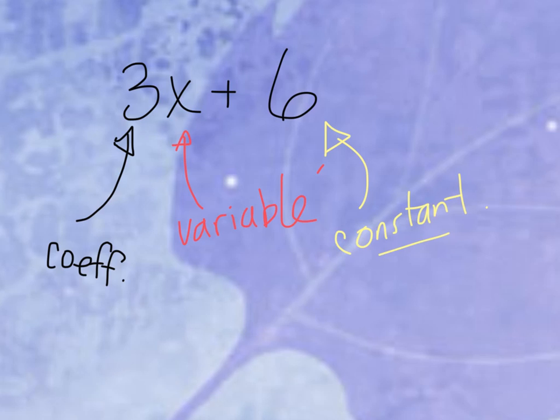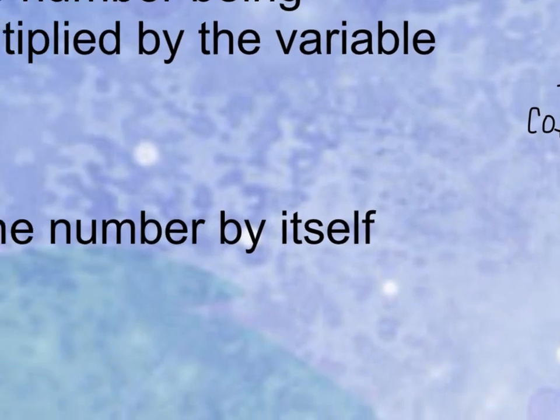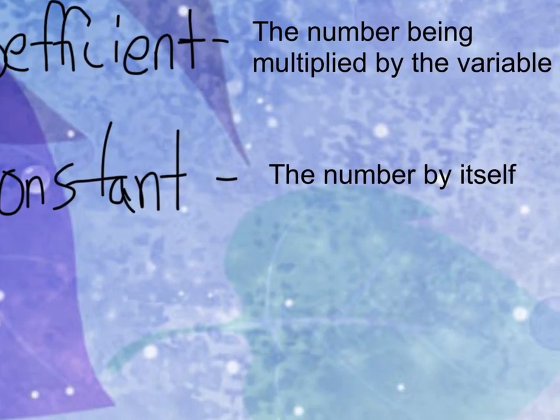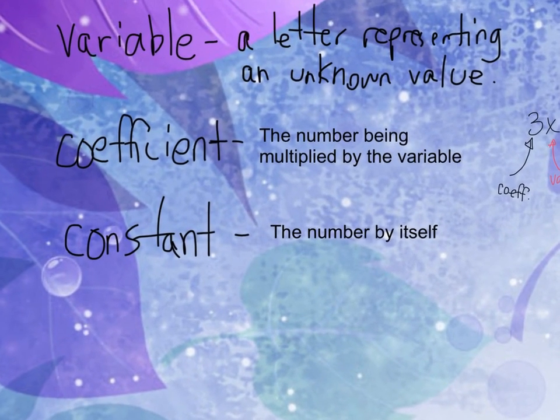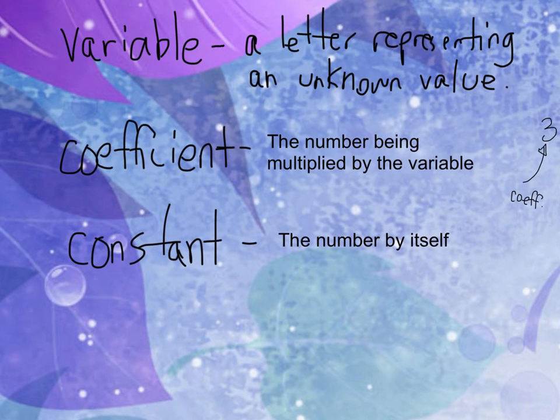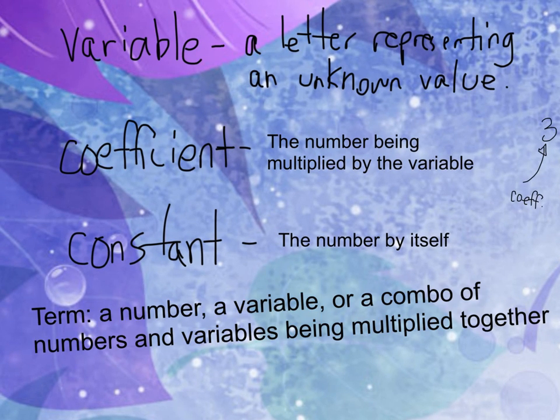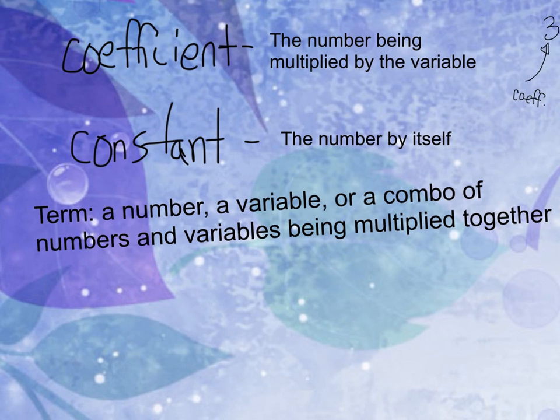Alright, now we're going to look at one more definition and then we'll head on to polynomials. The next important word to know is a term. It's a bit of a lengthy definition, so I'm actually going to type it out. Okay, so a term is a number, a variable, or a combination of both numbers and variables that are being multiplied together. An easy way to help you identify the terms in an expression is the fact that they are always separated by addition or subtraction.